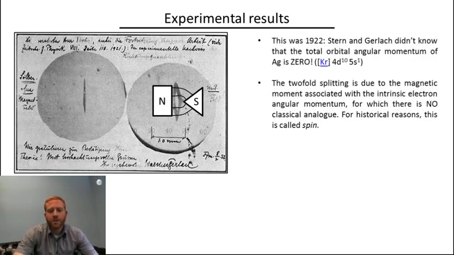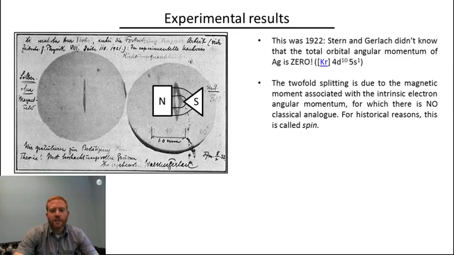They didn't measure the orbital component, they were measuring the magnetic moment of the intrinsic angular momentum of the unpaired 5s electron. This is rather unfortunately called spin for historical reasons, and the twofold splitting of the atomic beam is due to the two possible eigenvalues of the z component, plus or minus h bar over 2. It's then natural to identify an additional quantum number, the spin magnetic quantum number m sub s, that takes the value of plus or minus 1/2.